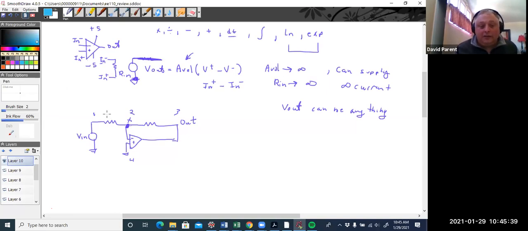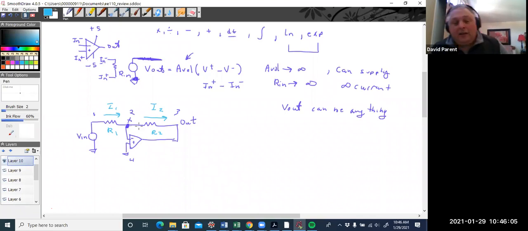So let's assign our currents. I'm going to assign a current this way and call it I1. I'm going to just keep the current flowing, and I'm going to call that I2. And just as a quick aside, these could be inductors, capacitors. This could even be diodes, as long as it's some two-terminal device.